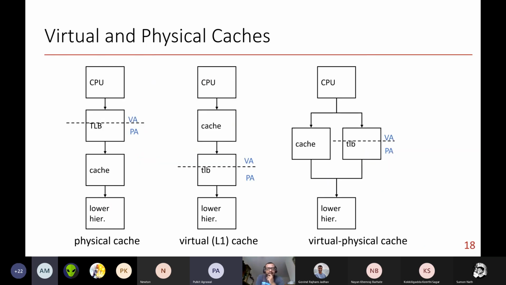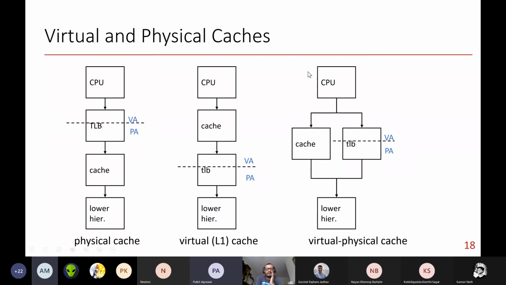This is what you were just discussing, the notion of virtual and physical caches. If you have a physical cache, that means the TLB is placed before, you get a translation, and then your cache is physically indexed, physically tagged. This is the other way, where the cache is accessed concurrently along with your TLB, which is your virtually indexed, physically tagged cache. Sorry, this is a complete extreme: a virtual cache, which means virtually indexed, virtually tagged.